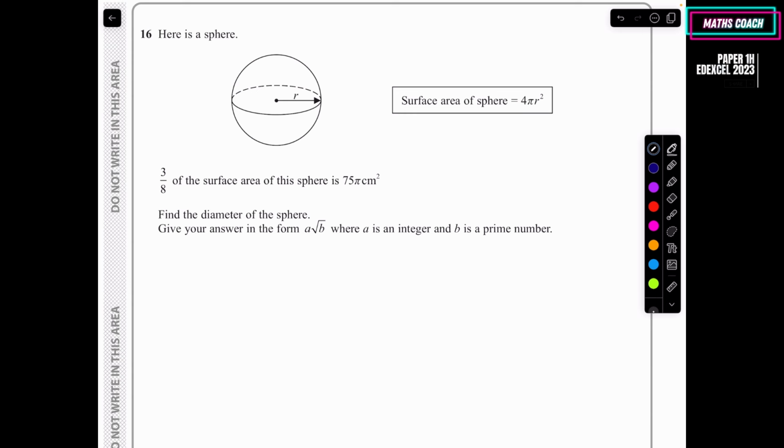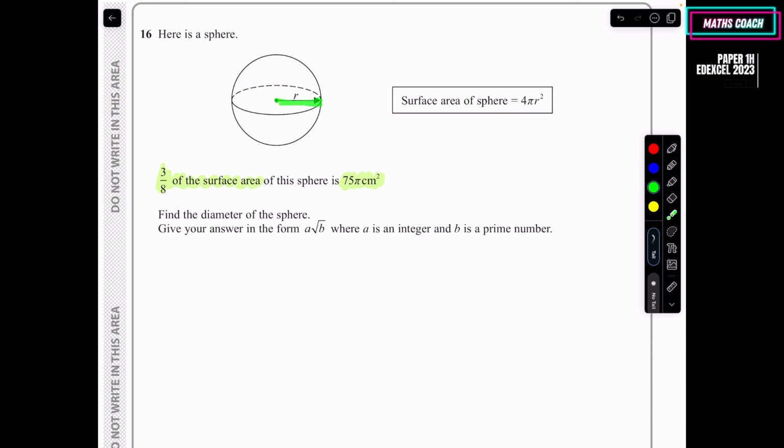Question number 16. Here is a sphere. The surface area of the sphere is given, and we are told that 3/8 of the surface area of this sphere is 75 pi centimeter squared. Let's go and highlight some of that stuff. So the surface area of this sphere is that. Find the diameter of the sphere.